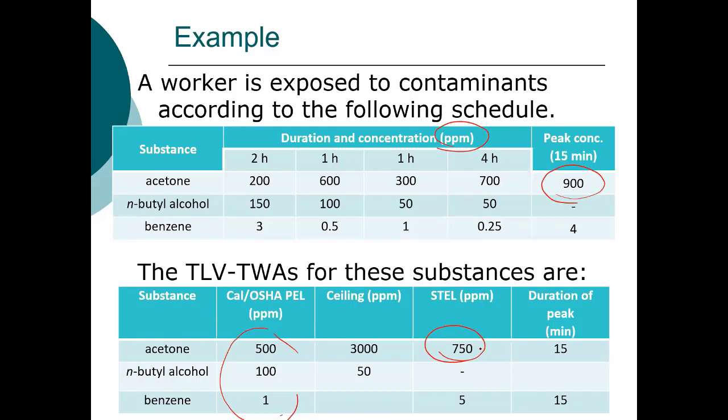It hasn't exceeded the ceiling, but did exceed the STEL value. It did not exceed it for benzene. So assume that there's one exposure. So we have some issues there. Given this situation, what needs to happen? You're the plant manager. What do you advise?